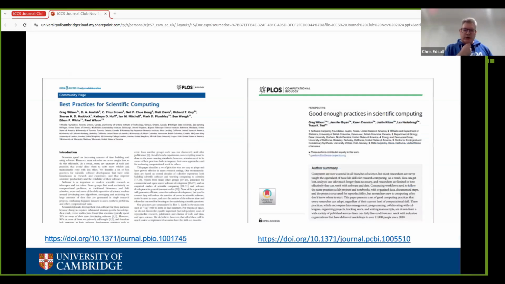Both first authored by a guy called Greg Wilson, who you may know from his other work, software carpentry. He also wrote some books, The Architecture of Open Source Programs and other things, but mainly known for me as the founder of Software Carpentry. He'd been teaching since 1998 and took those experiences and with some colleagues wrote them up into this paper in 2014 called Best Practices for Scientific Computing.